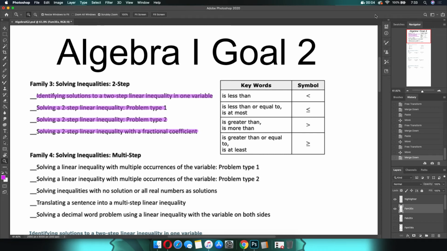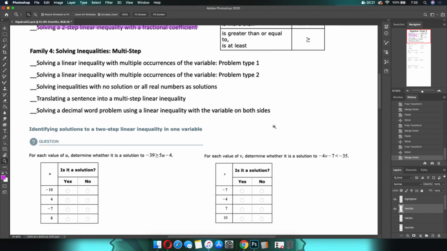Welcome back. This video tutorial is for students who are in Algebra 1 Goal 2. We're going to be looking at our third family of topics, which is getting us comfortable with solving a linear inequality that is a two-step problem. And once we're comfortable with those, we're going to move on to multi-step. So to start, let's scroll down a little bit.